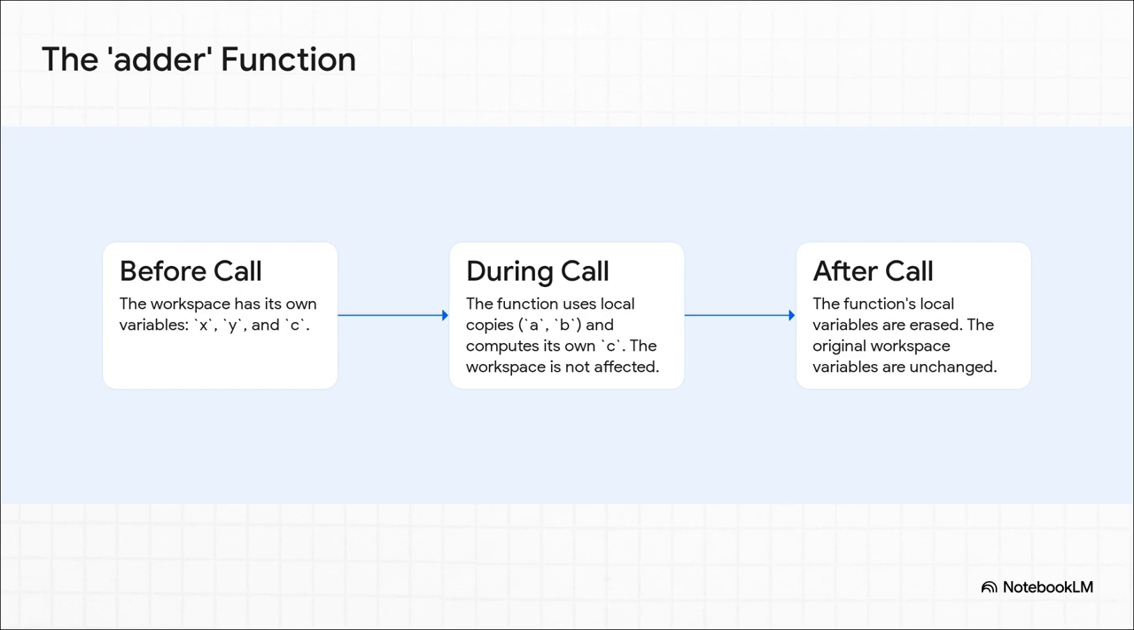When we call adder xy, the values from x and y are copied into the function's own private variables, a and b. Inside, it calculates a new c, but, and this is key, it doesn't touch the c that's out in our workspace. Then, after the function is done, look, our workspace is completely unchanged. The function's private little world has vanished.